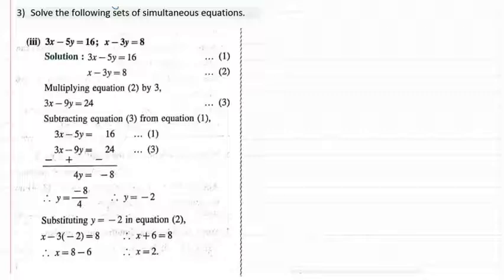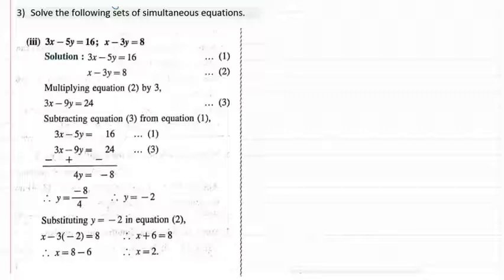So therefore x plus 6 is equal to 8. So x is equal to, variables on one side, numbers on the other side. 8 remains there itself, plus 6 from the LHS will move to the other side and becomes minus 6. So 8 minus 6 is what? Plus 2. So therefore the value of x is plus 2.